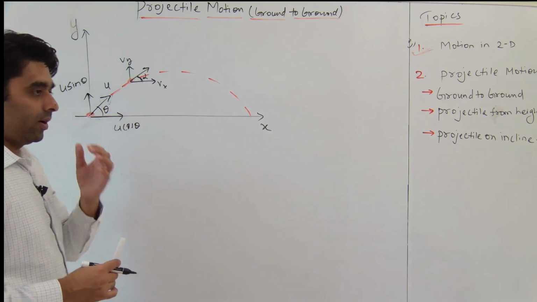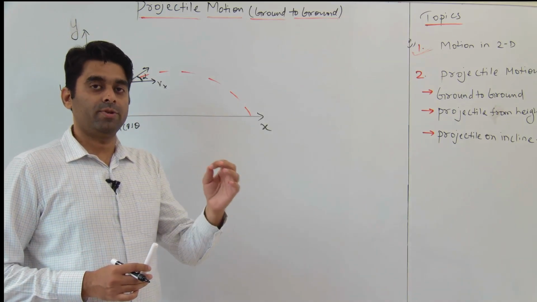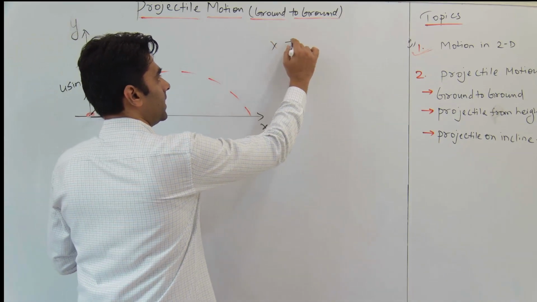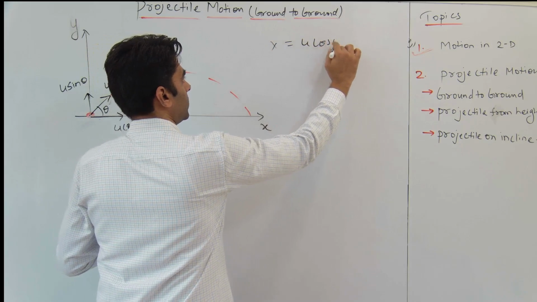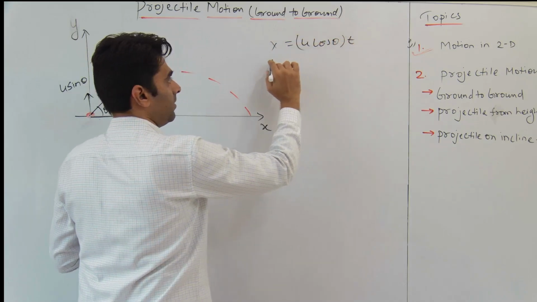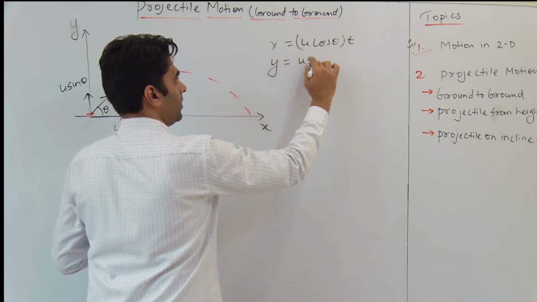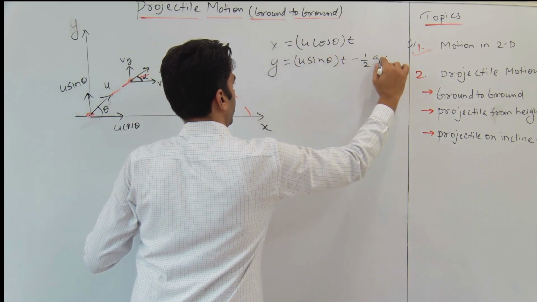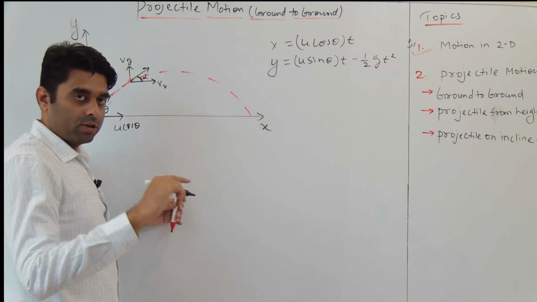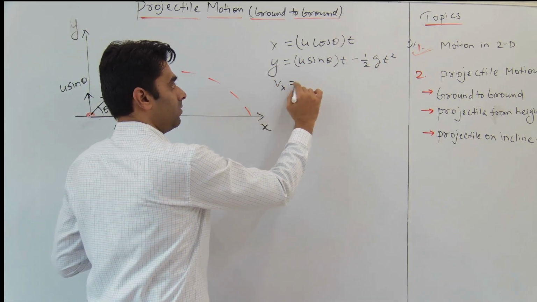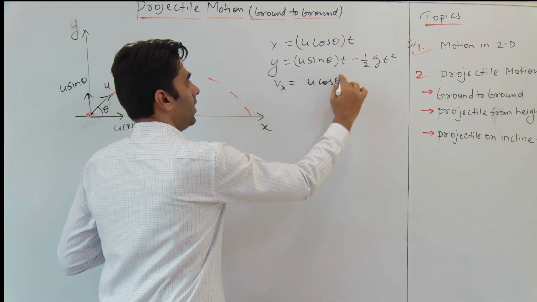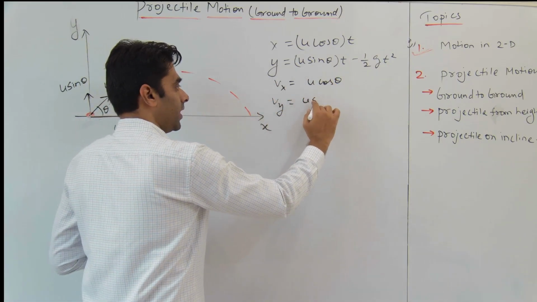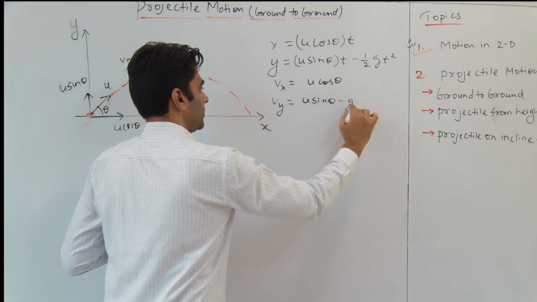So till now we have discussed what is projectile, how to deal with projectile. So some of the results that we got: distance traveled in x direction we can write as u cos theta into t. Distance traveled in y direction we can write as u sin theta t minus half g t square. Then your velocity in x direction is constant always, which is u cos theta only. Velocity in y direction at time t, vy will be u sin theta minus gt.